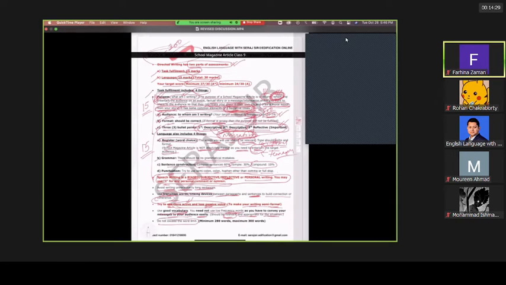Next, do not exceed the word limit. Now this is a big challenge for writing a school magazine article, as it has some similarities with a narrative essay. So the students tend to write more and more, and then at the end they exceed the word limit. So be very, very careful, my dear students. Minimum 280 words, maximum 300 words. Do not exceed the word limit.